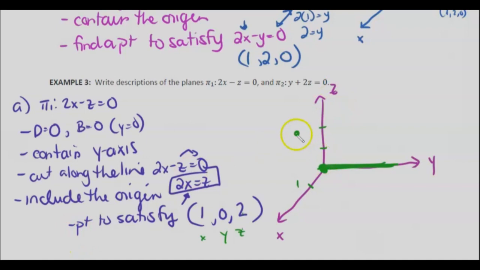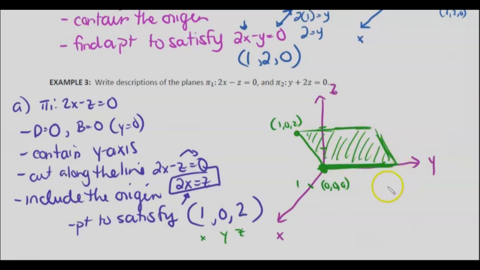Okay, so let's connect the origin with our point. The origin is going to be our 0, 0, 0, and our point is going to be 1, 0, 2. So all we have to do is draw a plane that contains the y-axis, which this does, the origin, and this point.